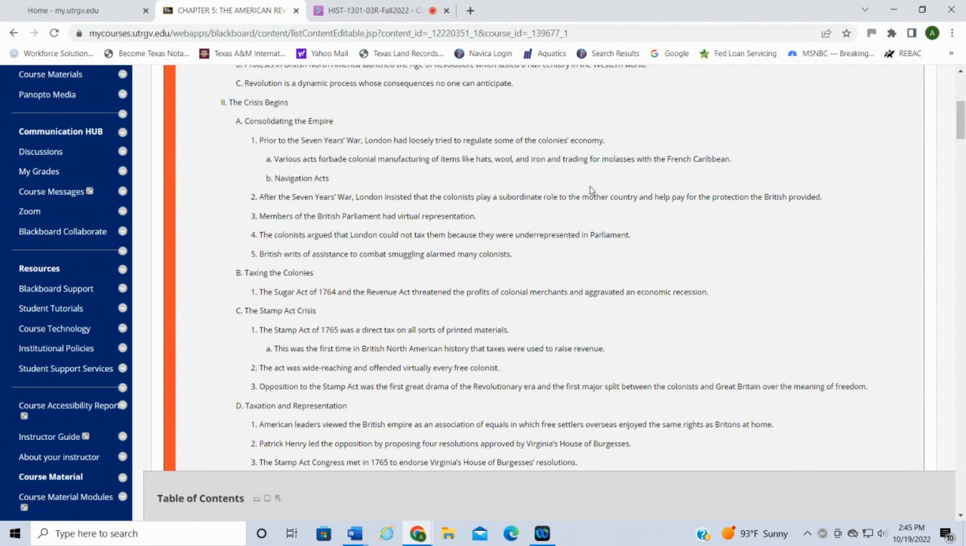So after the Seven Years' War, London insisted the colonists pay a subordinate role to the mother country and help pay for the protection the British provided. So again, if you think about this, there's a lot of logic to this, right? You definitely can see where the British are coming from. They feel that, hey, you all are the reason why we had to spend all this money to fight back against the French. So we'd like for you to contribute here.